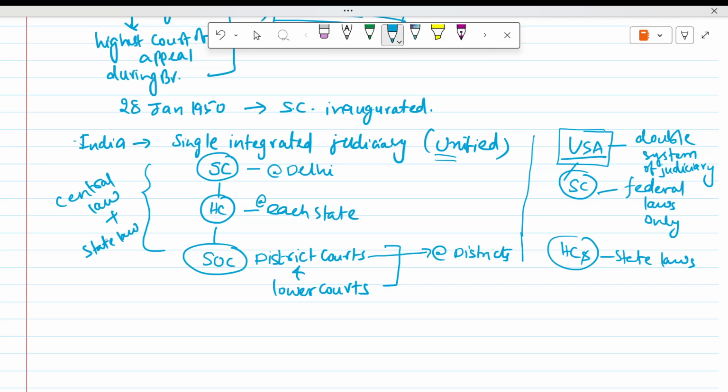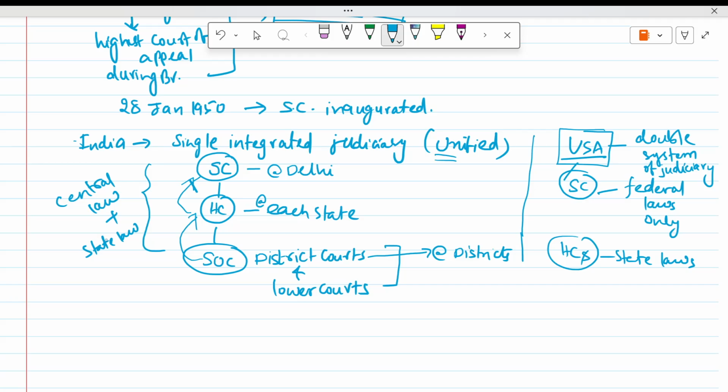But in India, we have a single unified judiciary. The Supreme Court, High Court, Subordinate Court and lower courts are all organically linked. For example, judges from the Subordinate Court are promoted to the High Court, and High Court judges are promoted to the Supreme Court. And both central as well as state laws are adjudicated by all these courts. There is no division that the Supreme Court has to see only central law. The Supreme Court can see both central laws as well as state laws. Similarly the High Court, and similarly the subordinate courts.